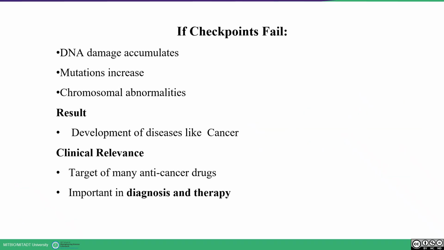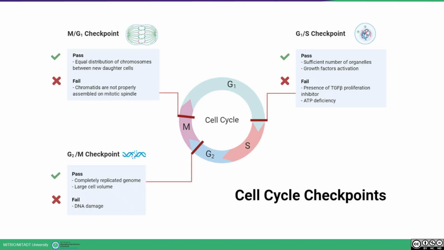If the checkpoint fails, then DNA damage accumulates, mutations increase, and chromosome abnormalities develop. What will be the result of all this? They lead to the development of diseases like cancer. Many anti-cancer drugs target cell cycle regulators, which is important in diagnosis and therapy. So this is the overview of all the cell checkpoints.